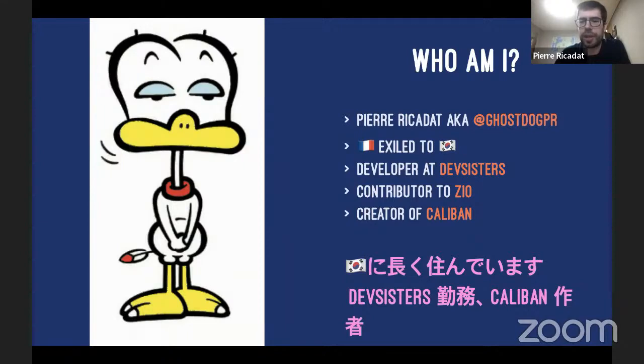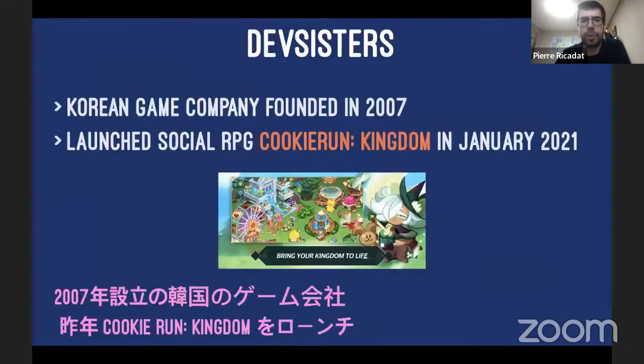I created the Caliban library that I presented at Scala Matsuri 2 years ago, and I also contribute to some libraries in the ZIO ecosystem. I'm a developer at a Korean gaming company called DEVSISTERS, and we launched a social RPG game called COOKIERUN Kingdom in January of last year. This game exists in Japanese, so maybe you've heard about it.